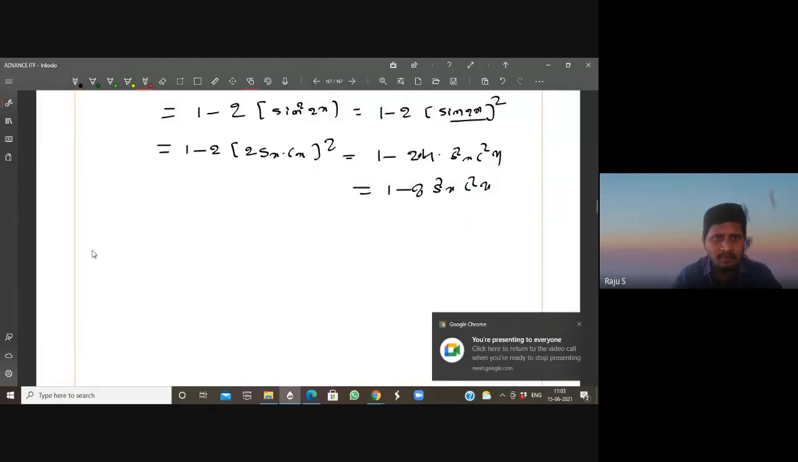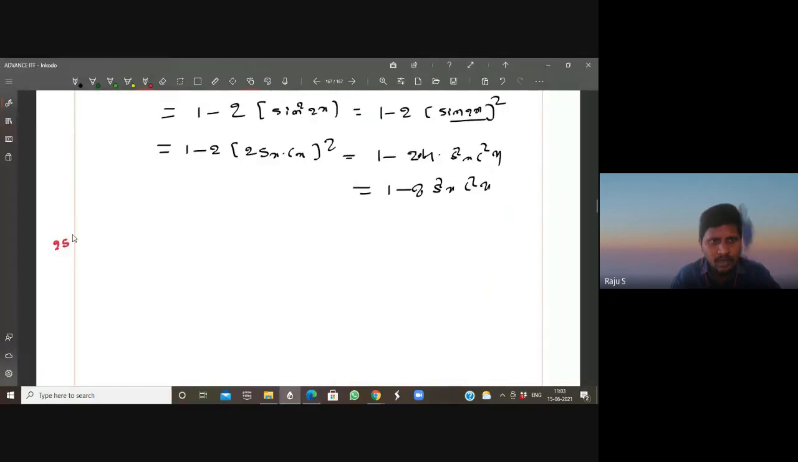I'll add the even formulas also. Question number 25, the last question.